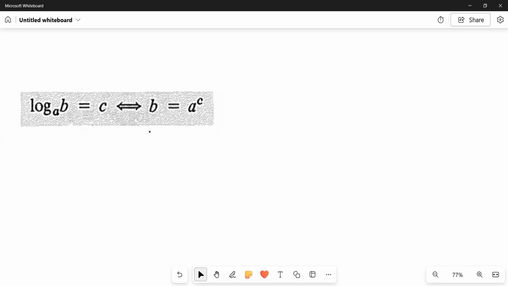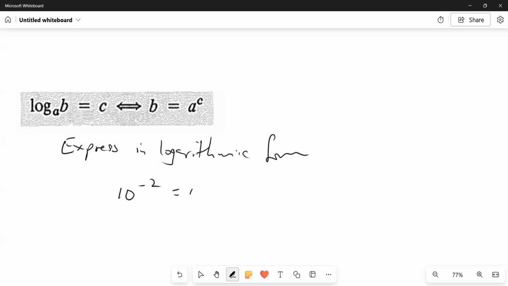All right, just to do a few more examples, let's say you want to express in logarithmic form, right? And you have something like 10 to the minus 2 equal to 0.01. Well, it means the logarithm of 0.01 with a base of 10 is equal to -2.